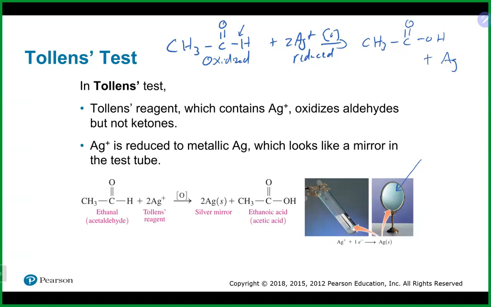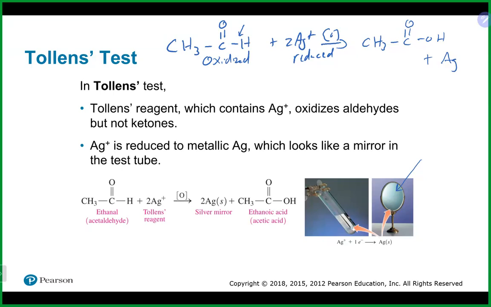So a Tollens test is one test that you could use to determine that an aldehyde was there. Obviously, if this was a negative test for a Tollens test, it would mean that you did not have an aldehyde and perhaps you had a ketone that would not get oxidized. So again, this is a way you could test what you started with.